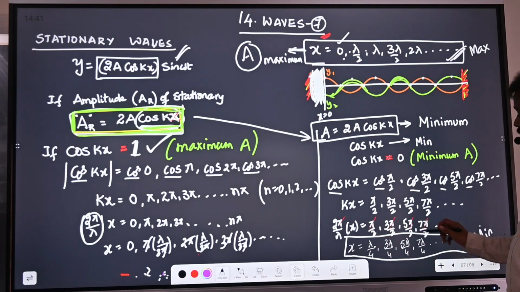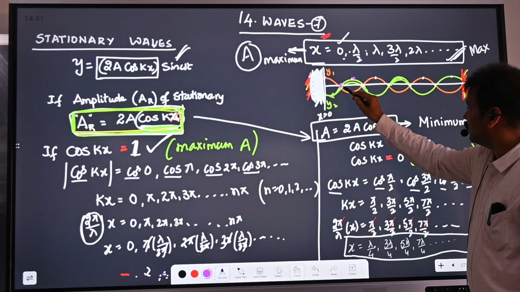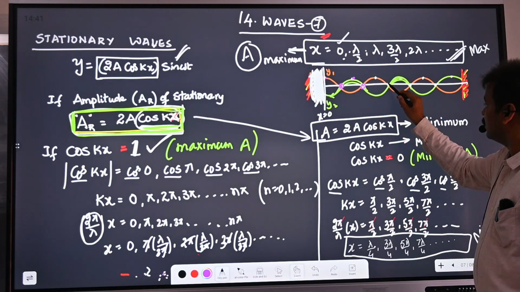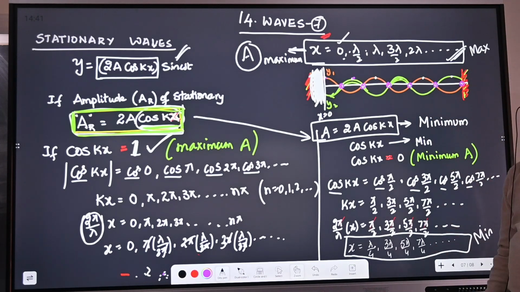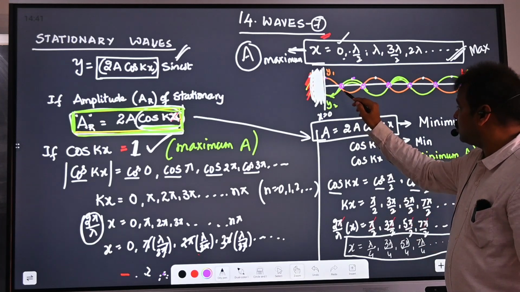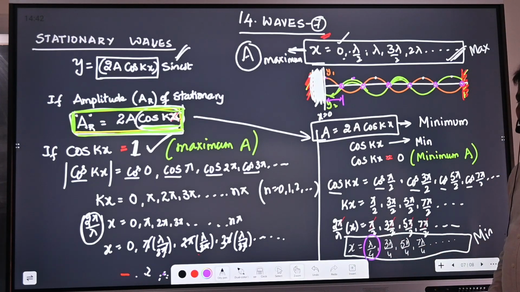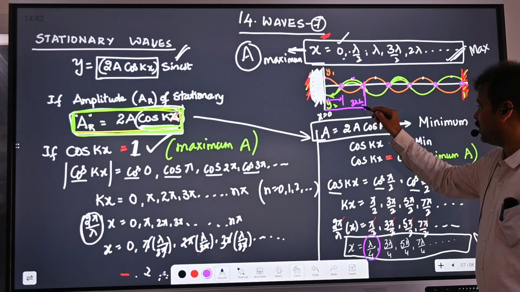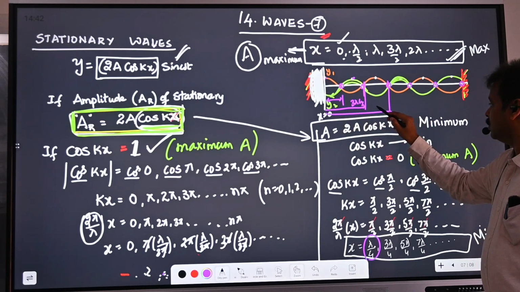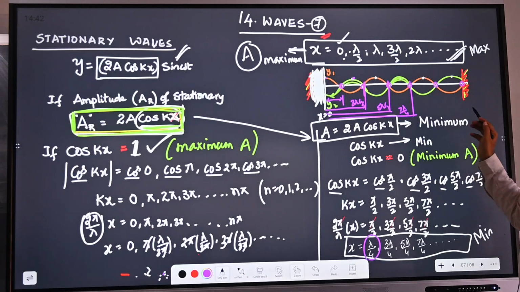Where you are getting minimum values, lambda by 4, is between these two. This is maximum, right? What is this? Minimum. What is this? Minimum. From here to here, what is this distance? Lambda by 4. Next, it is 3 lambda by 4, then 5 lambda by 4, then 7 lambda by 4, and so on. These are the values where we get minimum amplitude.